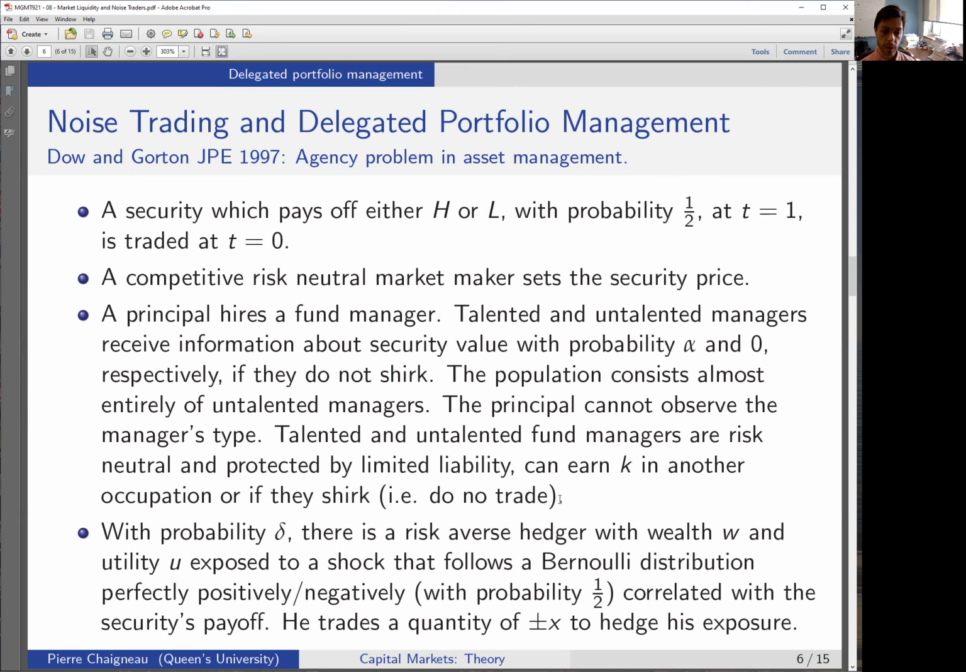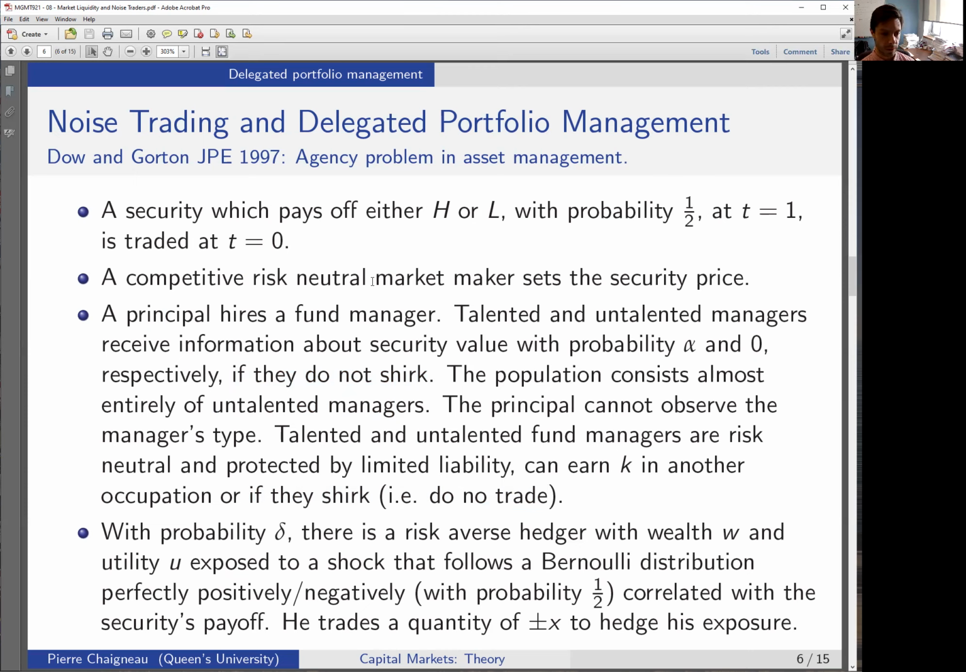So already we can see that the contract is going to have 2 purposes. The first one would be to screen out untalented fund managers. And the second purpose of the contract would be to make sure that talented fund managers are going to work hard, to not shirk.